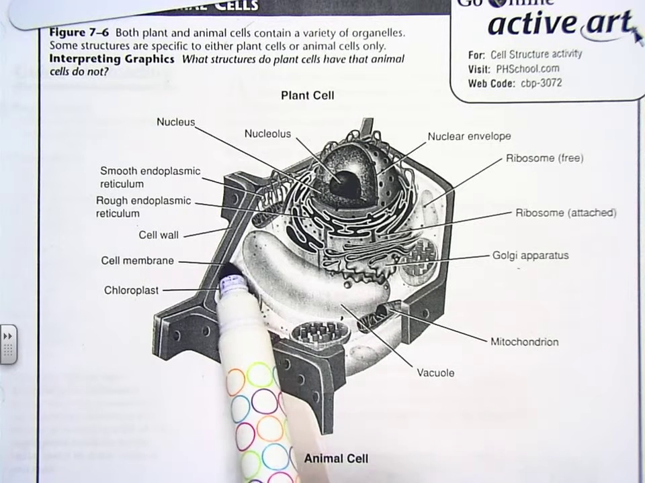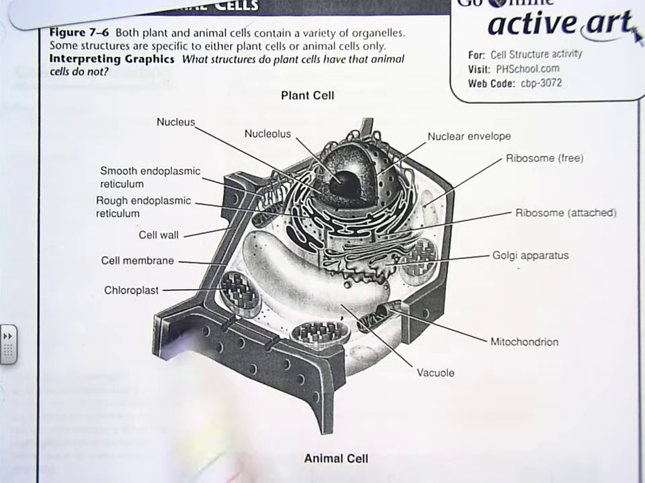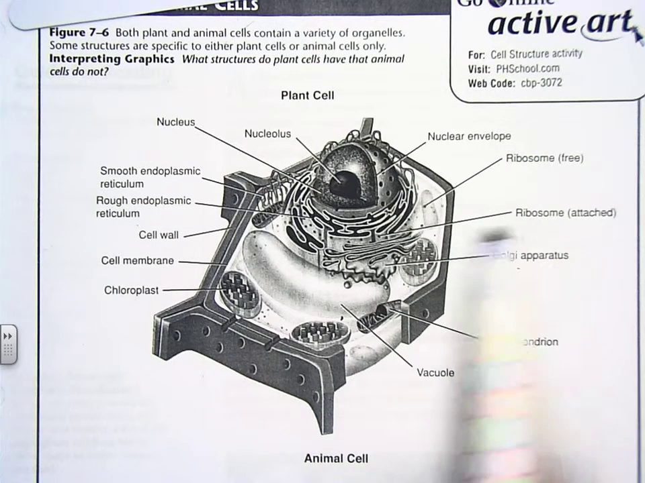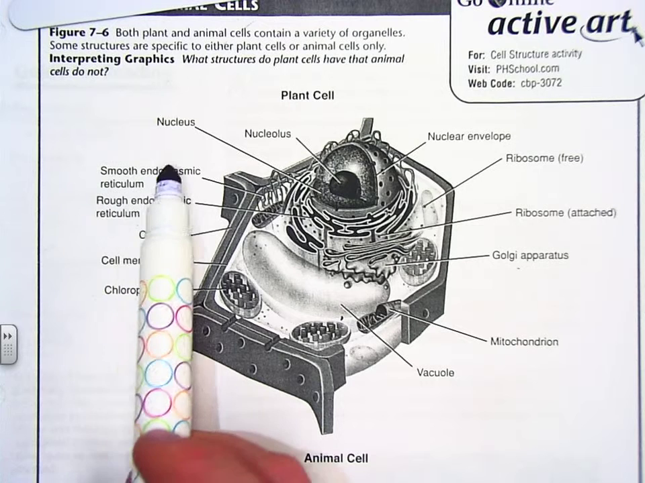We have a cell membrane, chloroplasts, we have the vacuole, the mitochondrion, the Golgi apparatus, the ribosome, the rough endoplasmic reticulum, and the smooth endoplasmic reticulum.